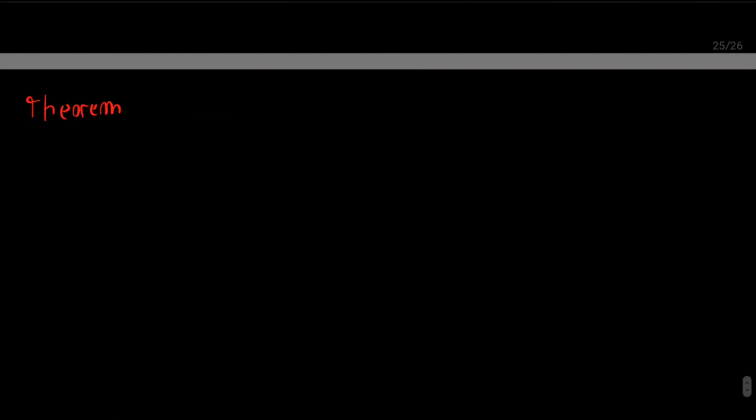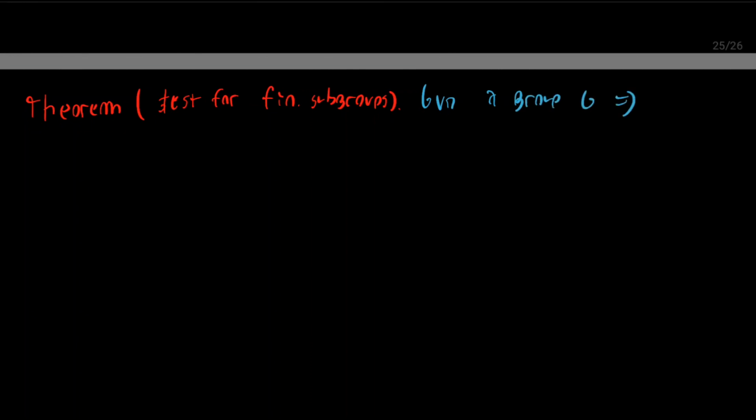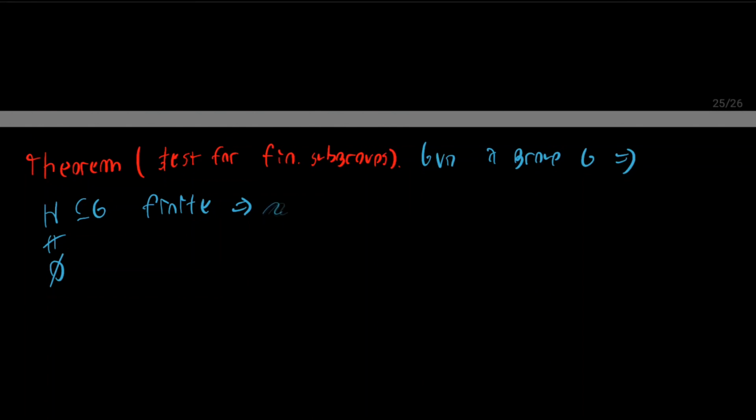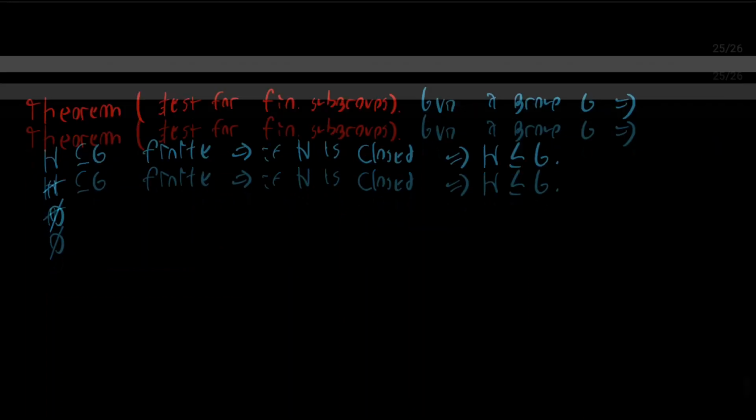In particular, we will prove the following theorem, which is another subgroup test that allows us to speed up verifications of whether things are subgroups or not for finite subsets. We're going to call it the test for finite subgroups. So what does it say? It says that given a group G, and given a non-empty finite subset H of G, if H is closed under the same operation with respect to which G forms a group, then H is a subgroup of G. So let's prove this.